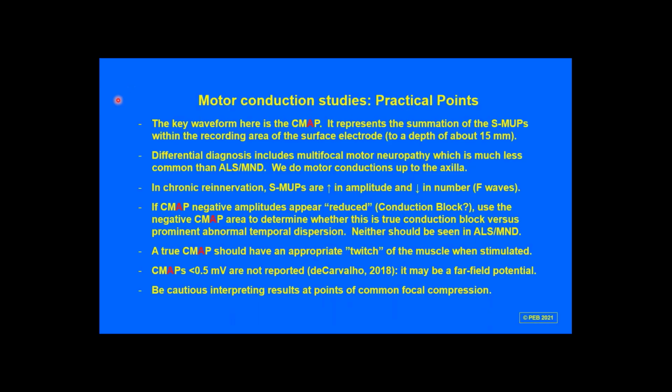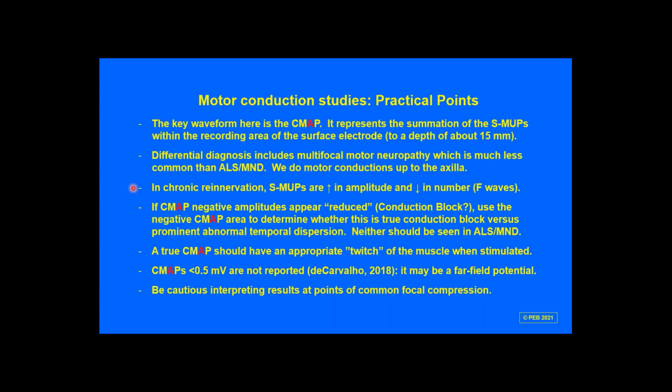Motor conduction studies. The key waveform is the CMAP, of course, and it only records to a depth of about 15 to maybe 20 millimeters into the muscle. So no matter what muscle you record, whether a large one or small one, you're recording from the most superficial motor units. And the differential diagnosis, of course, we want to exclude multifocal motor neuropathy, because the patients or referring doctors will ask us about that. And by doing this, we can tell them with confidence that no, we did not find any evidence for it.